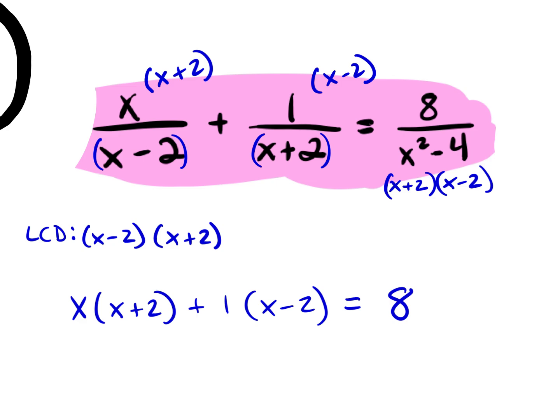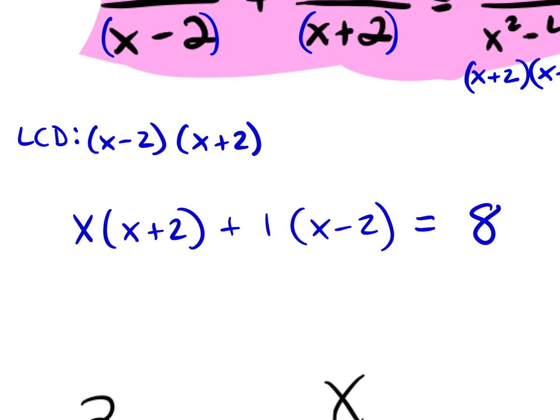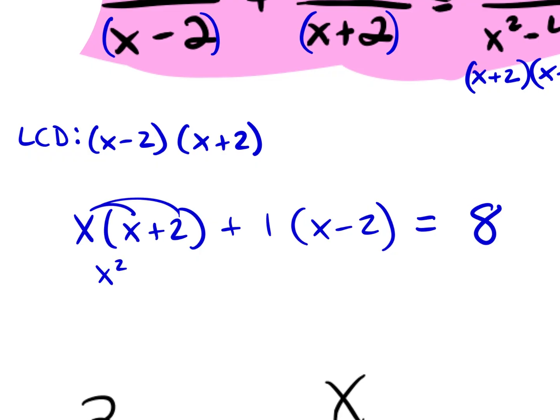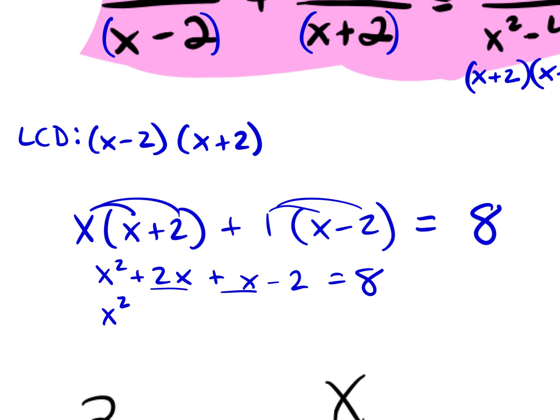Any questions so far? What should we do next? Distribute. So x squared plus 2x plus, if you distribute the 1, it's the same thing, so x minus 2 equals 8. What's next? Combine like terms. So here we have an x squared and an x, so we know that we're going to have to factor, so let's move everything to one side. So x squared, 2x plus x would be plus 3x. Subtract 8 to move it to the other side, so minus 10.